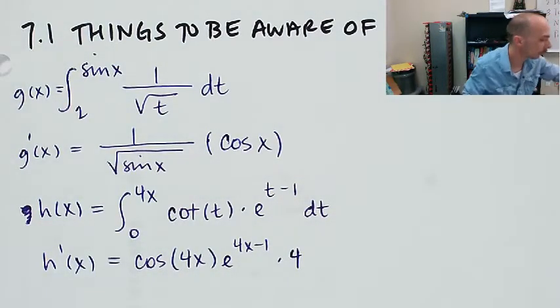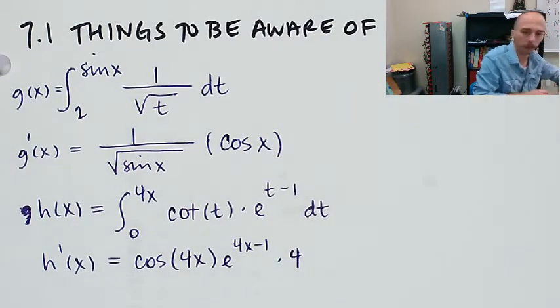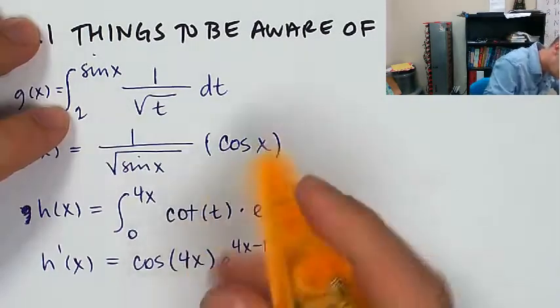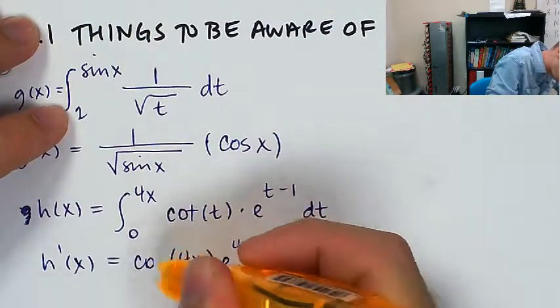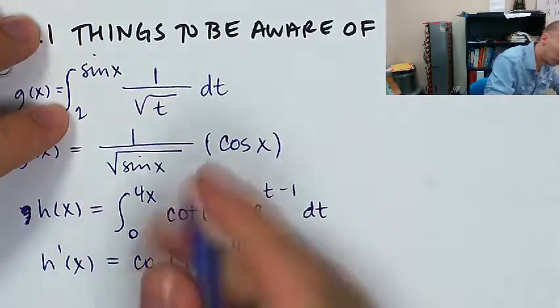I said cosine, but I meant cotangent. Trust me. Oh, and I know that one's, here we go. Where's my eraser? Yes, not cosine, cotangent.